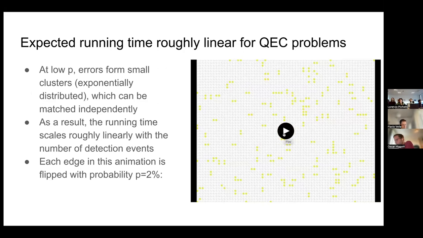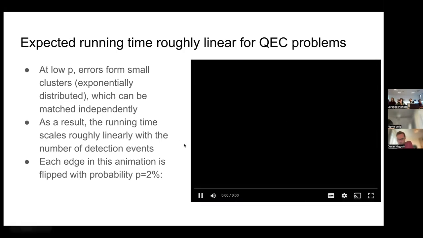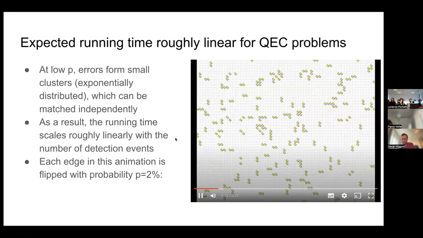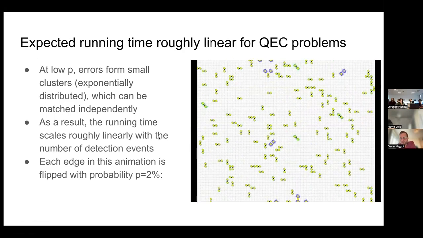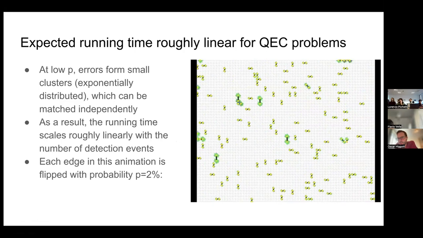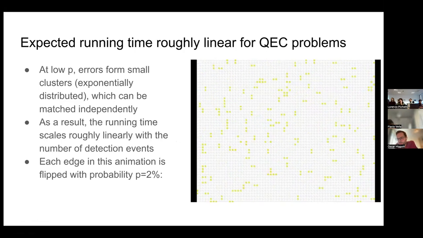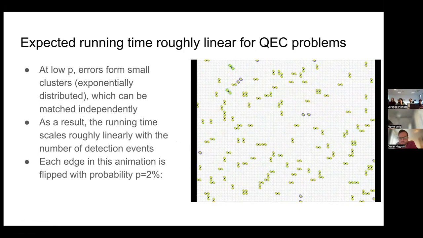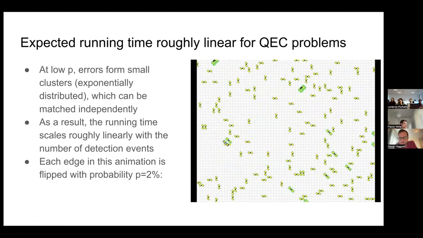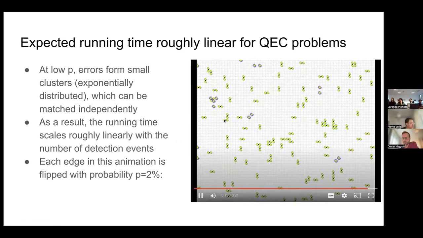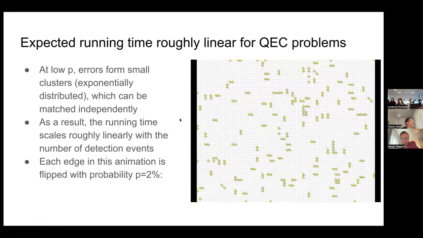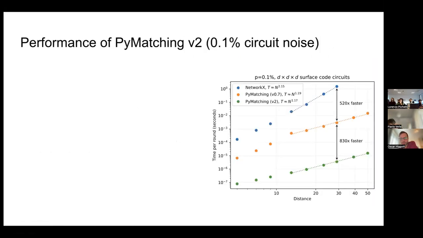The animation I showed you before was not for an error correction problem, but for a contrived problem where the nodes were flipped at random, just to make it clearer to see what the data structures were. But this is a more typical error correction problem. And because of the noise model, this is just several different problems, one after the other. You can see that often it's just matching up nodes locally. And so the clusters have an exponentially small chance of being large. And so essentially you have lots of simple events being processed. As a result, it's important to be able to handle these particular events efficiently. And this is why the runtime is expected linear time for typical error rates.